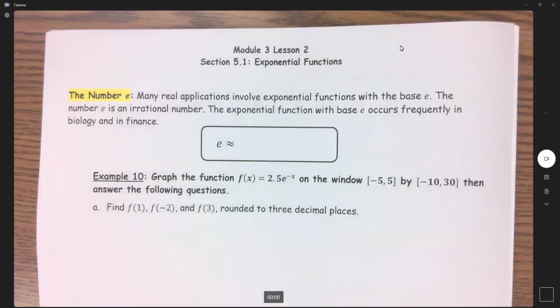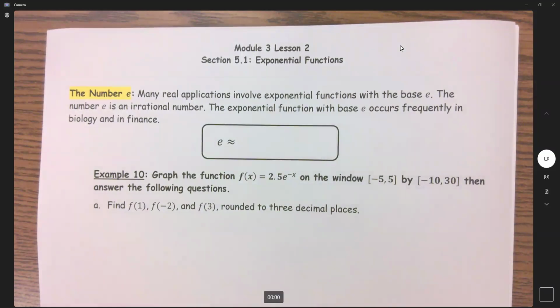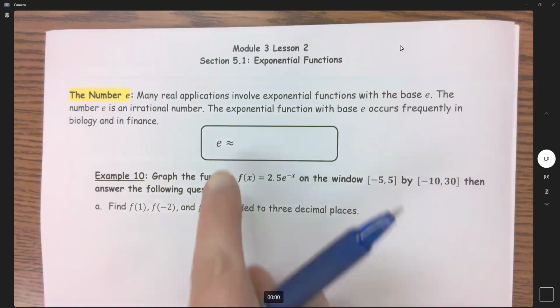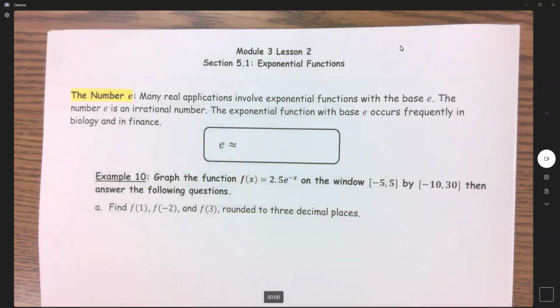Our last learning objective is to define the number e and apply exponential functions with a base of e. So right here it says many applications involve exponential functions with a base of e. The number e is an irrational number. The exponential function with the base e occurs frequently in biology and in finance. So what does e equal?